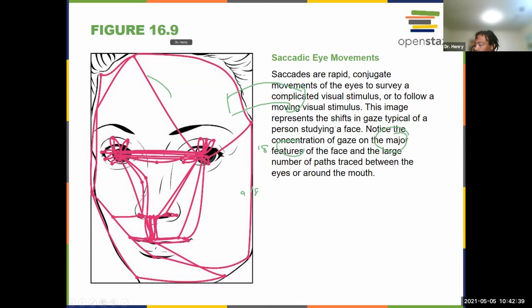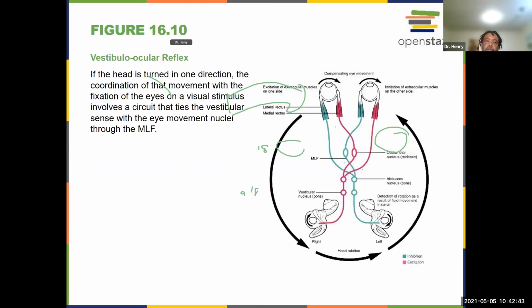So we have the vestibulo-ocular reflex. This basically is the reflex where if we move our head, our eyes will counter. You guys remember we talked about that when we were talking about the optical nerves earlier? Yes.